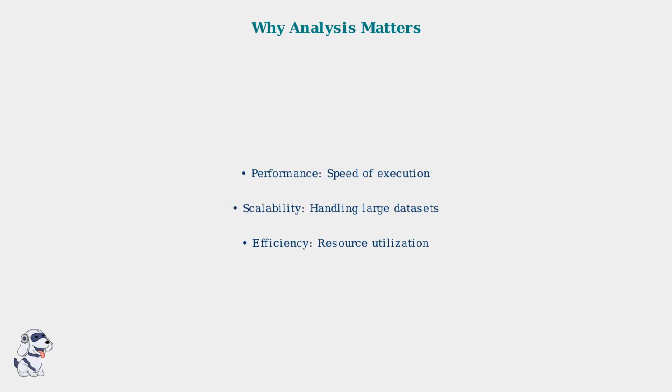Why is analyzing data structures and algorithms so crucial? The choice of data structure and algorithm directly impacts the performance, scalability, and efficiency of software applications. Let's illustrate this with a classic example: searching for a name in a phone book. We'll compare two different approaches and see how algorithm choice dramatically affects performance.